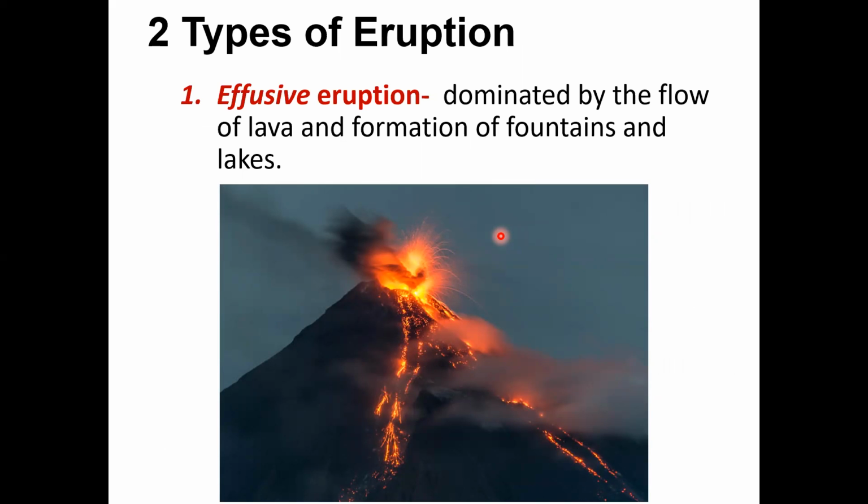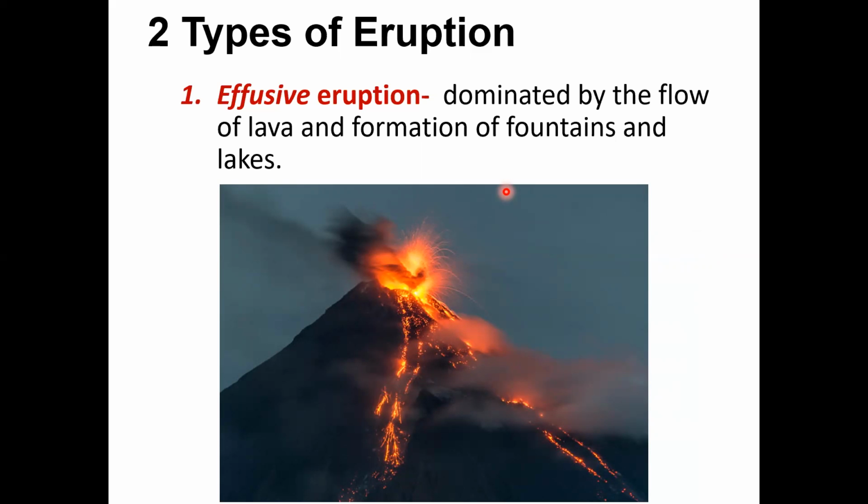We have the first one, effusive eruptions. It is dominated by the flow of lava and formation of fountains and lakes. As we have defined a while back, a volcano is an opening from the Earth's crust from which pyroclastic materials, lava, and other gases are spewed out. Once lava is spewed out from the volcano, effusive eruptions are happening. It is dominated by the lava flow.